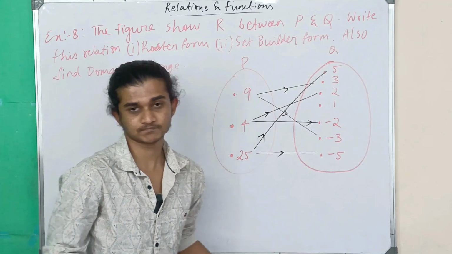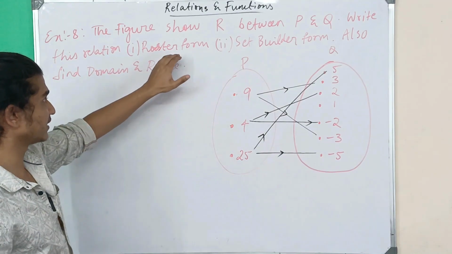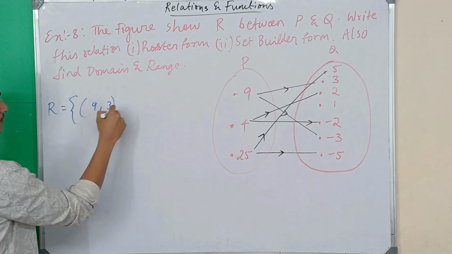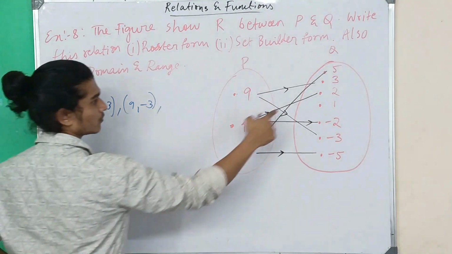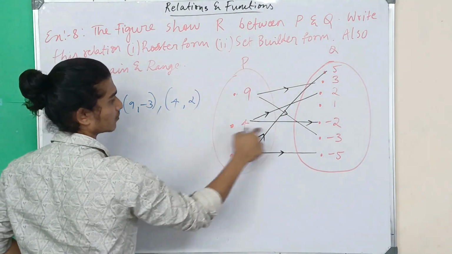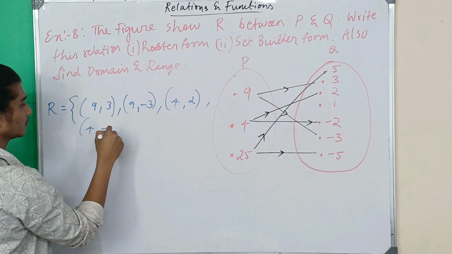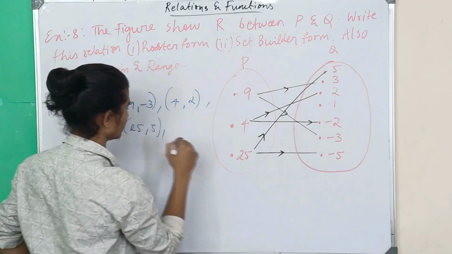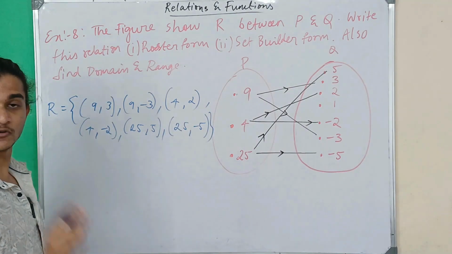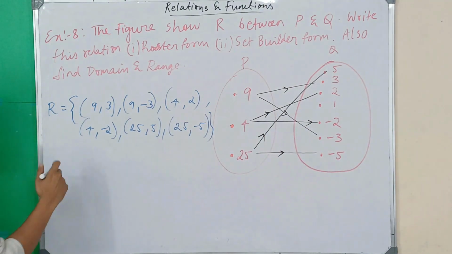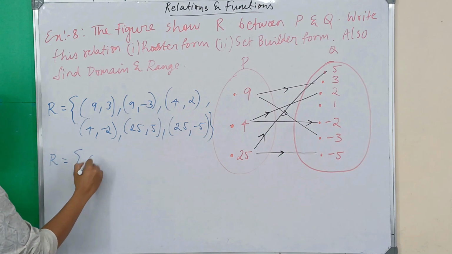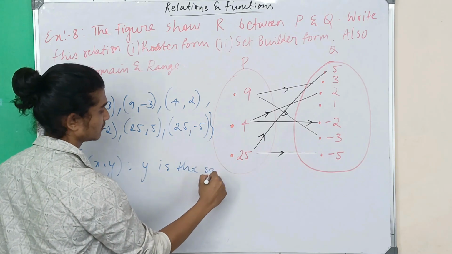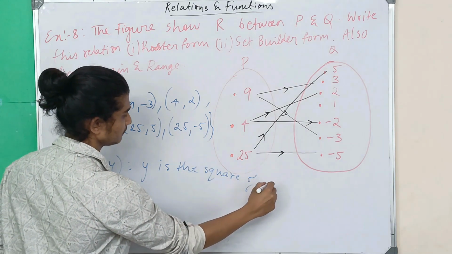You might be seeing some relationship right now, but let us write the relation in roster form first. So R equal to {(9, 3), (9, -3), (4, 2), (4, -2), (25, 5), (25, -5)}. If you want to write this relation in set builder form, it's going to appear like this: R equal to the set of all (x, y) such that y is the square of x. Y is the square of x, isn't it?